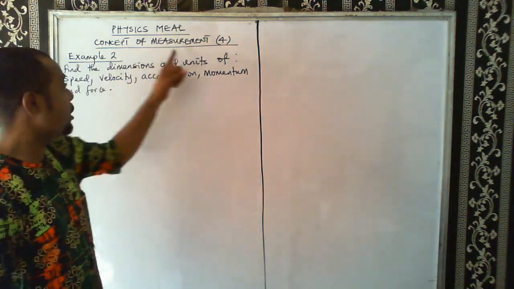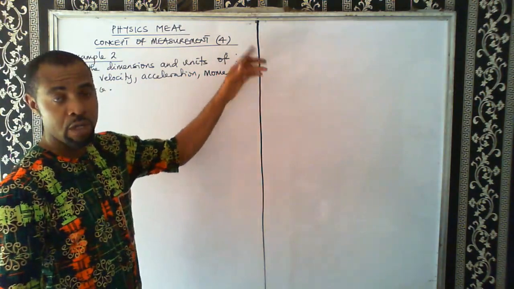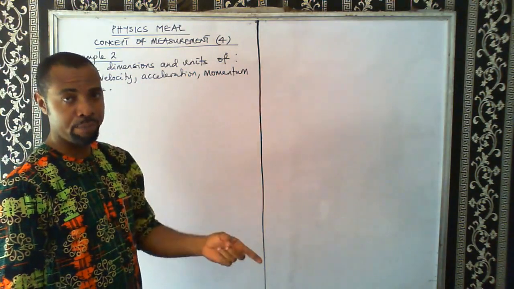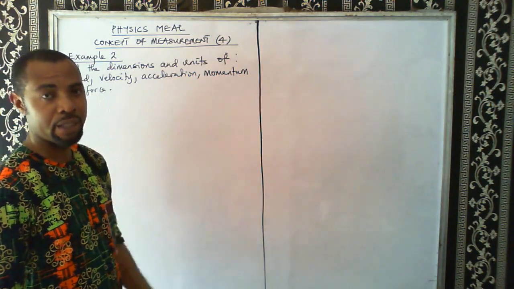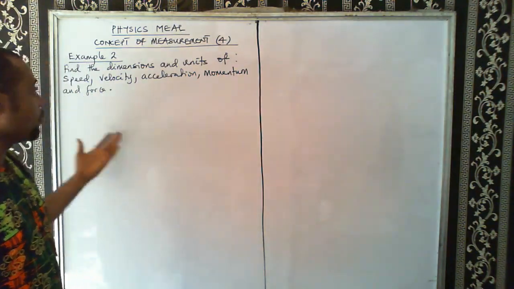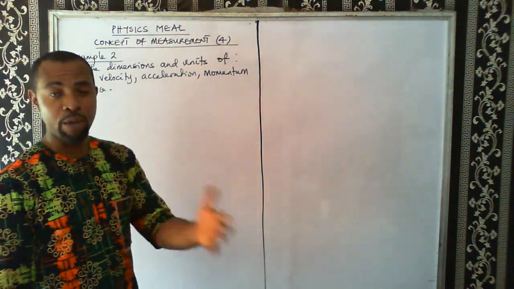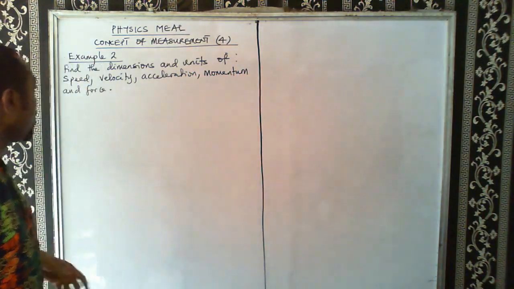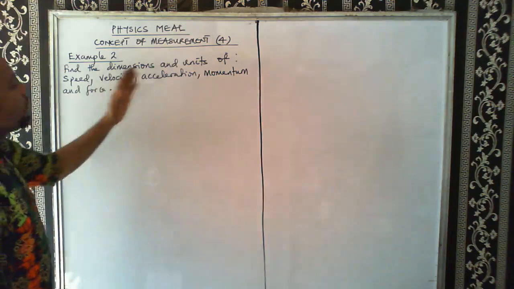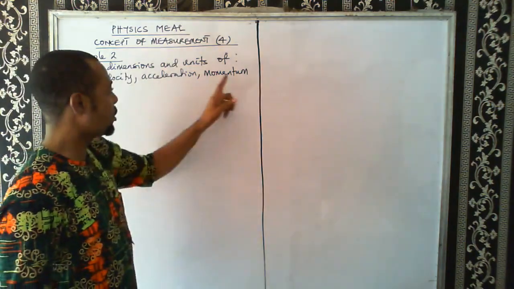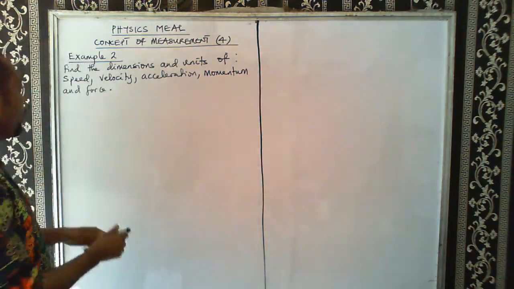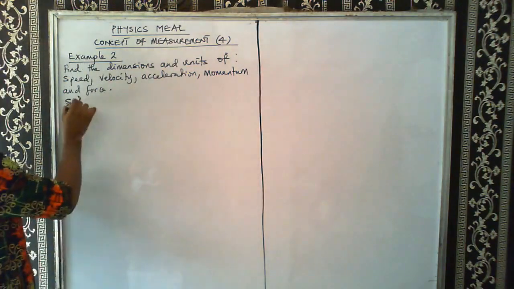So today we want to move to the second example on finding dimensions and units of derived quantities. This is concept of measurement part 4, which means we have part 1, part 2 and part 3. Make sure you watch the first, second and third parts, because without that you may not really understand what we are about to do now. Okay, so we are asked to find the dimensions and units of the following: speed, velocity, acceleration, momentum and force. So how do we go about it?